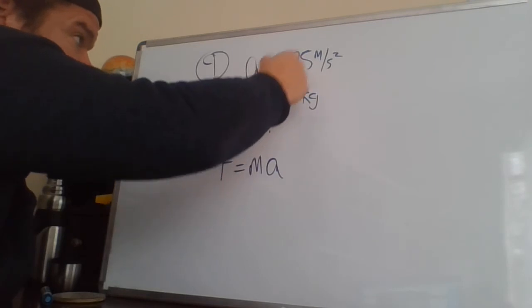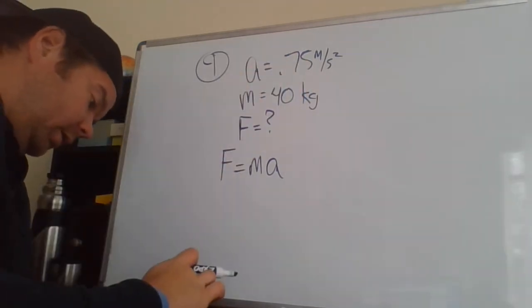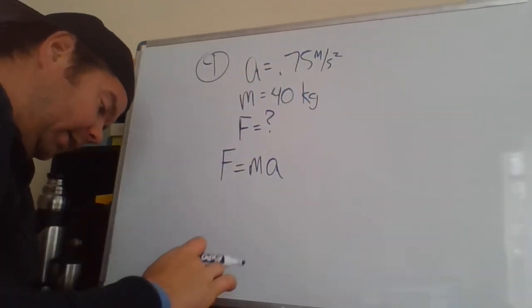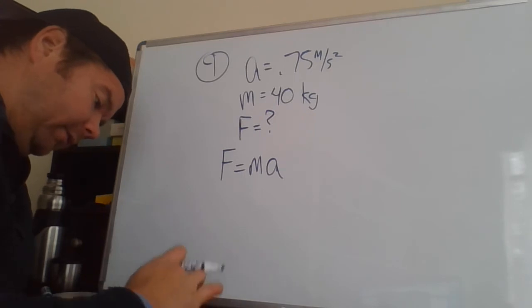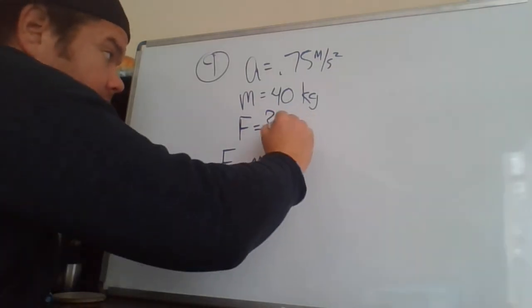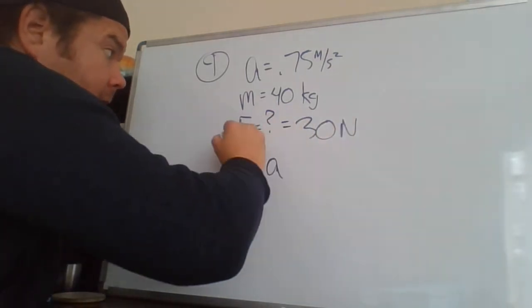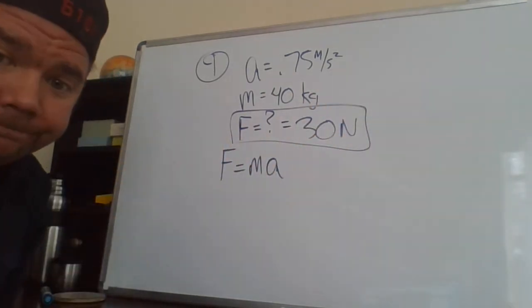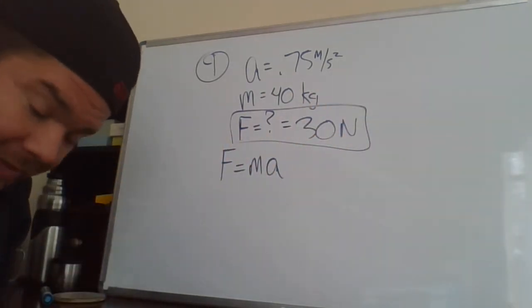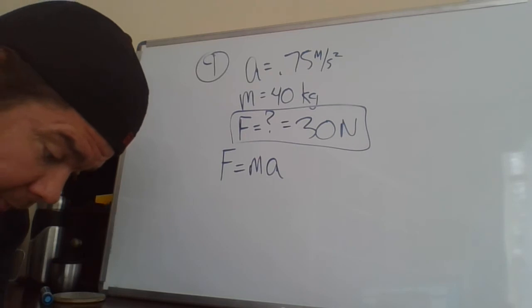Literally just multiplying 40 times 0.75. I can do that by doing 40 times 0.75, and that gives me the force equals 30 newtons. And I think that's it. I think that is it for number 9, okay?